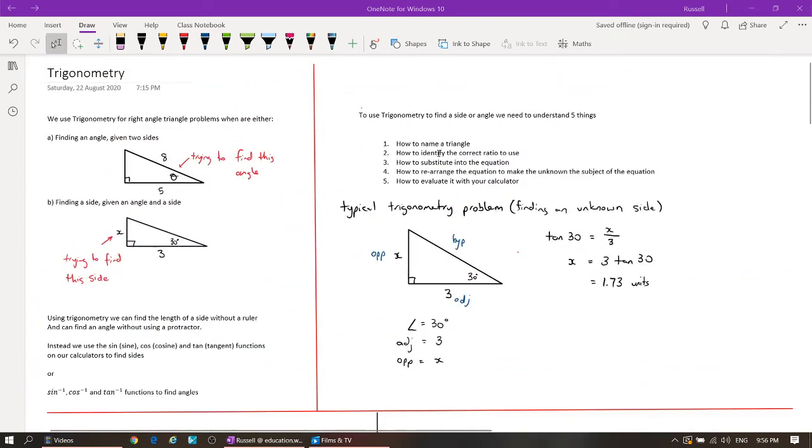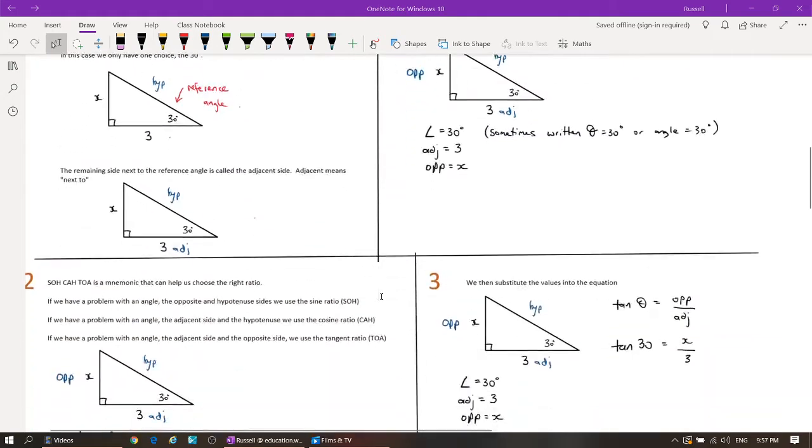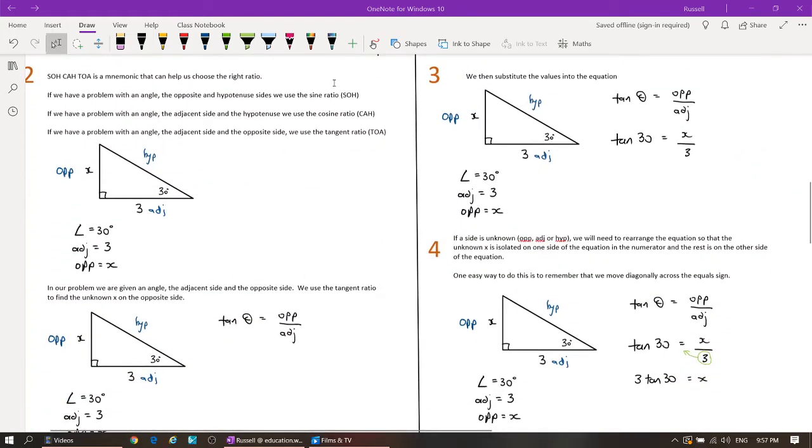Step 2 says how to identify the correct ratio to use. Well, we have 3 ratios. We have a sine ratio, a cosine ratio, and a tangent ratio. And SOHCAHTOA is a mnemonic that helps us choose the right one. So if we have an opposite side and an adjacent side, we look at the last 2 letters of each part of the mnemonic, and you see this part here has an O and an A for opposite and adjacent. That tells us we use tan.